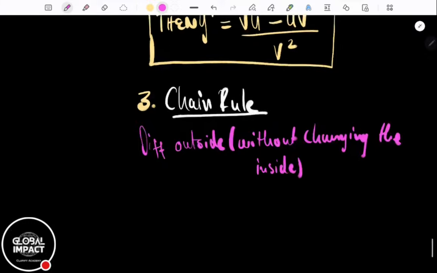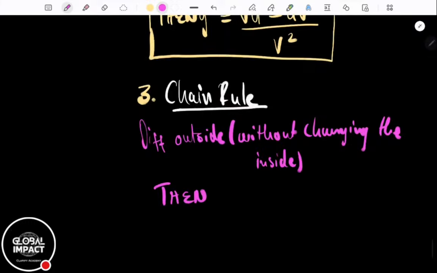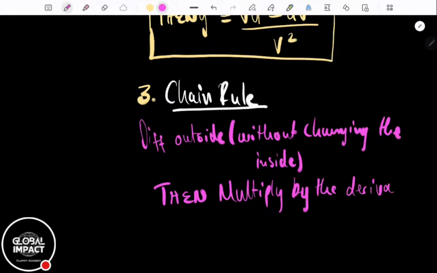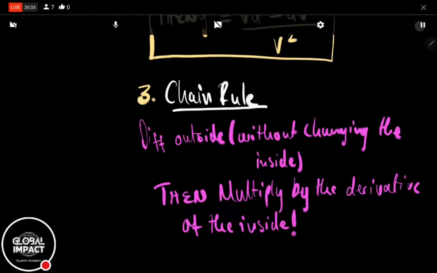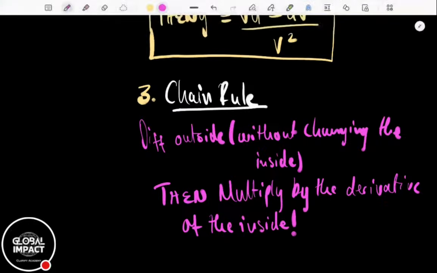Then what do you do? You say then multiply by the derivative of the inside. Then multiply by the derivative of the inside. So this is important. Hey, if you want to pass, know this chain rule. Let me show you why. Let me show you where you use it.